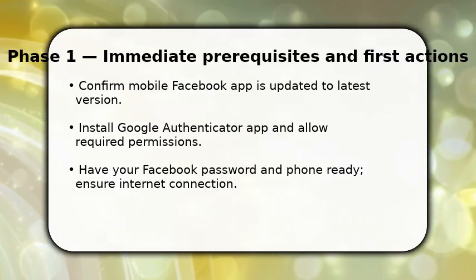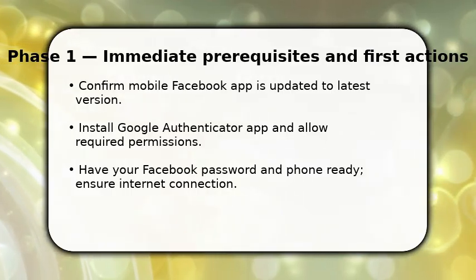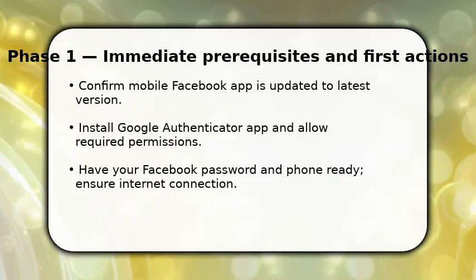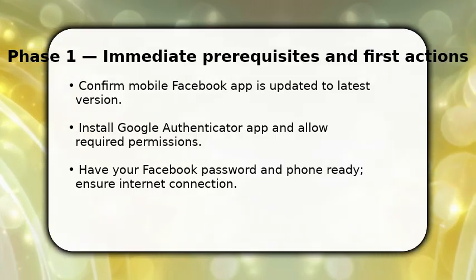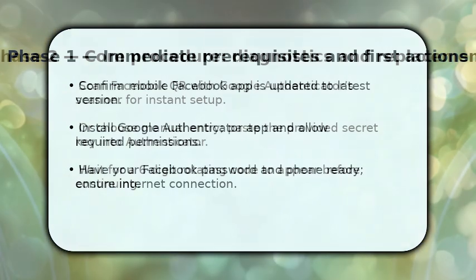This step creates a secret key or QR code. You do this now so Facebook can hand a one-time code to the authenticator. Don't skip copying or scanning the code. Once the QR or key appears, switch to Google Authenticator and add a new account.